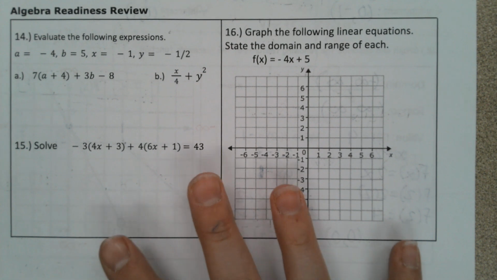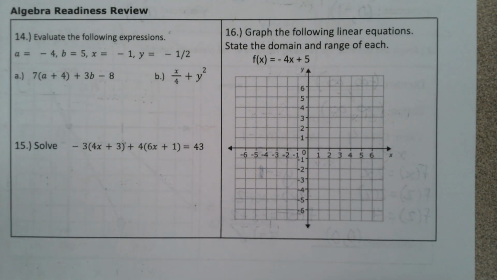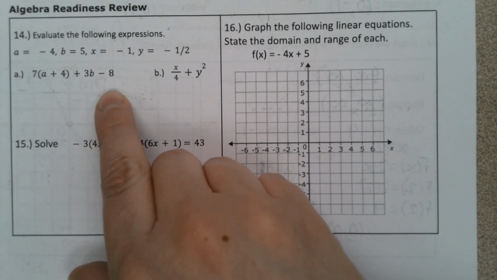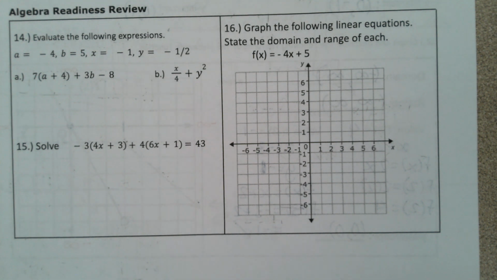Number 14. Evaluate the following expressions. So they give us the values. A is -4, B is 5, X is -1, Y is -1/2. So whenever we have these letters, we're going to plug those in. So we have 7 times A plus 4 plus 3B minus 8. So we're going to plug all of that information in where we can.